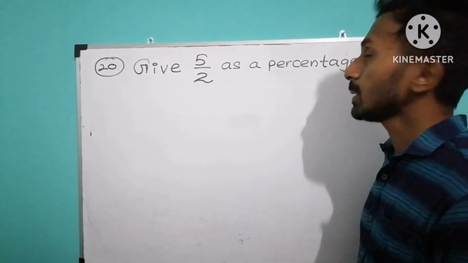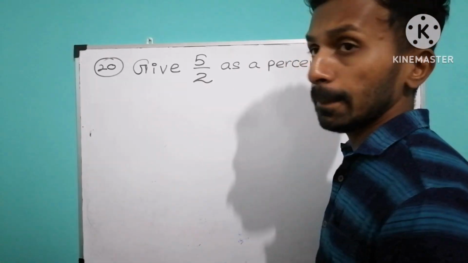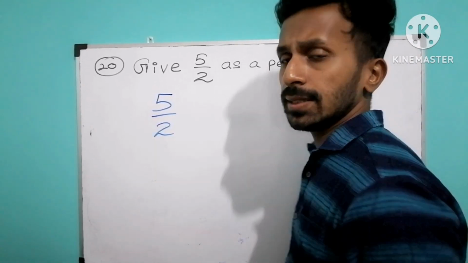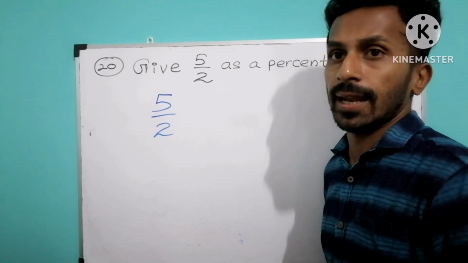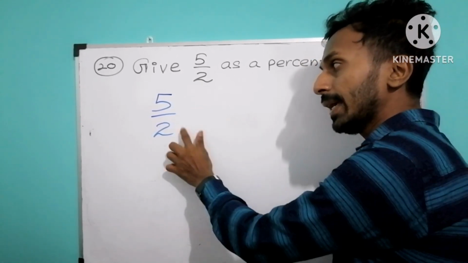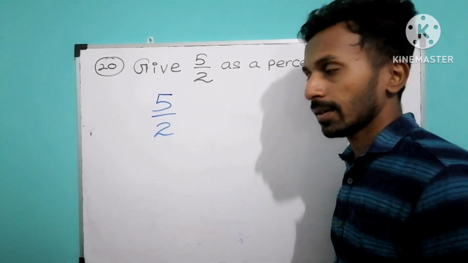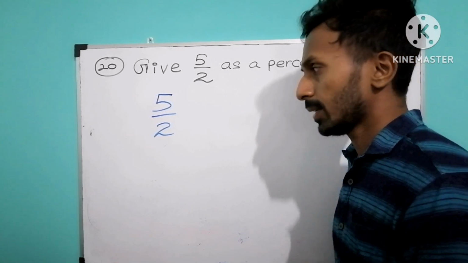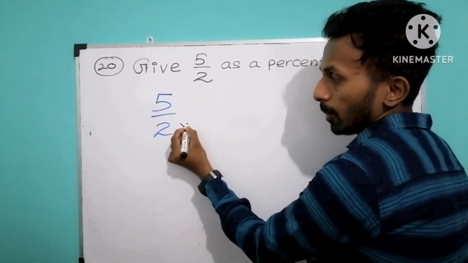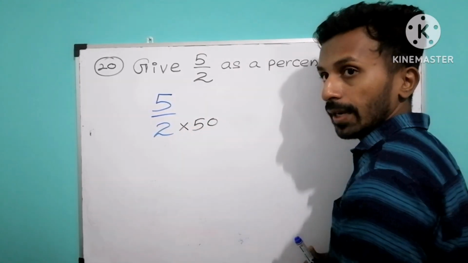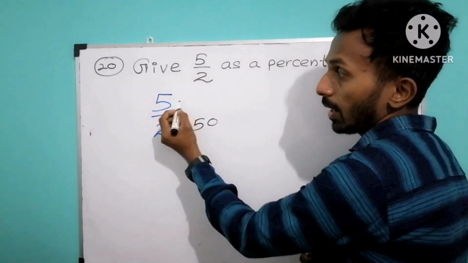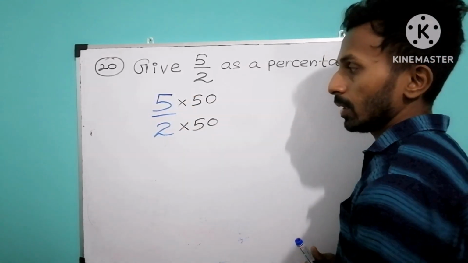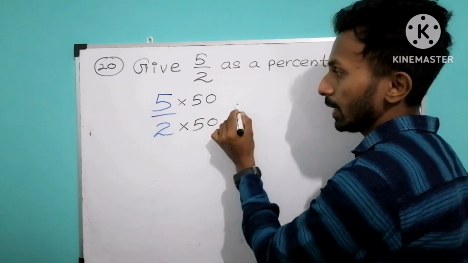Last question in your part 1. Give 5/2 as a percentage. When we convert a fraction to a percentage, you all know the denominator of the fraction should be 100. Now here 2. Then what can you do to get 100? I multiply 2 by 50. 2 into 50, 100. The same thing is done for the numerator. 2 multiplied by 50, 5 multiplied by 50.